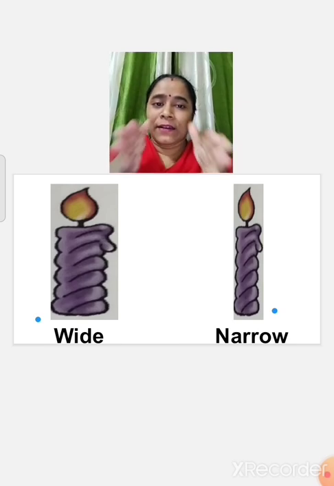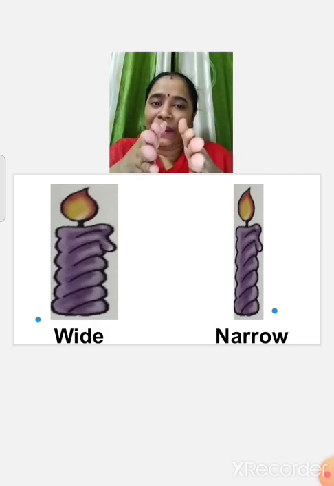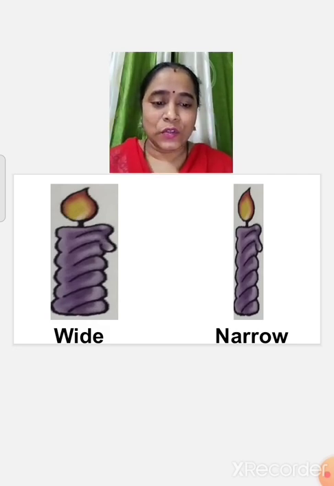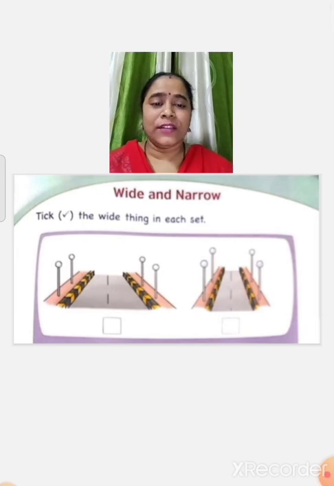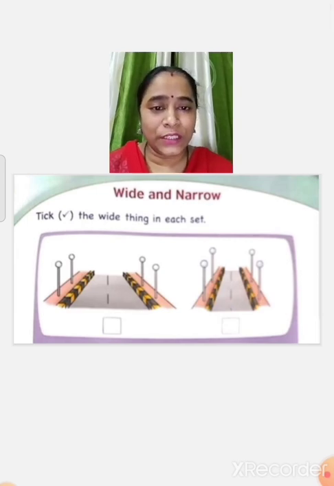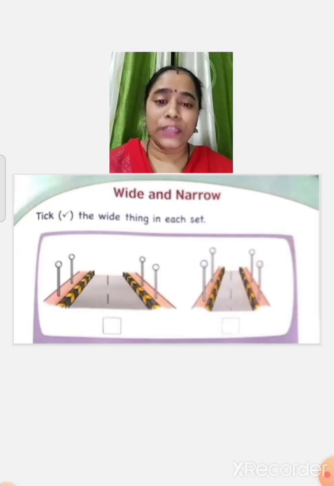Wide, narrow. Wide, narrow. Okay. So now we will do the worksheet. Okay. So children, this is your worksheet. Here what we are going to do? Here we are going to tick the wide thing in each set. Okay. Below the box is given. In that we are going to tick. So here in this picture we are going to see the wide thing.